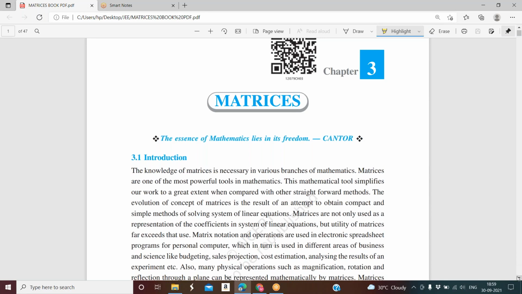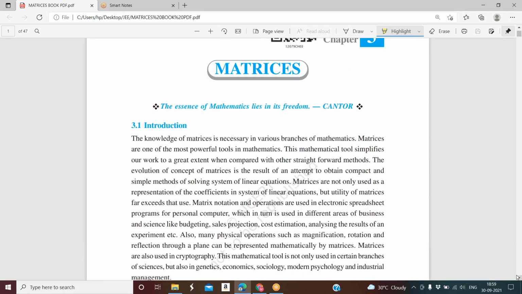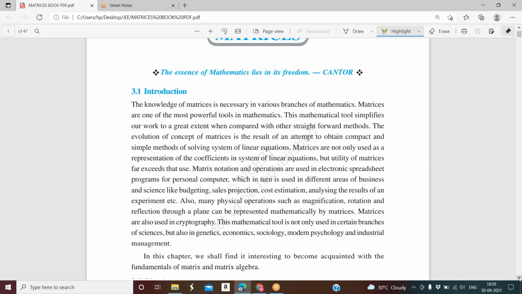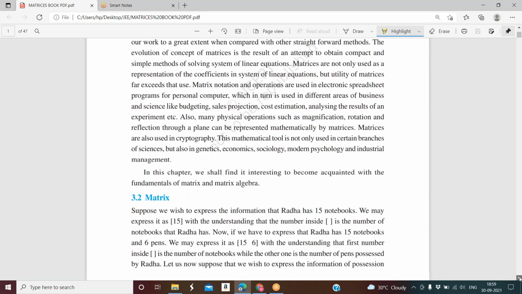Good evening to everyone. In today's class, we are going to start the new chapter, matrices. What is a matrix?